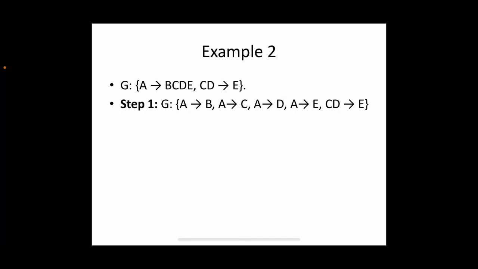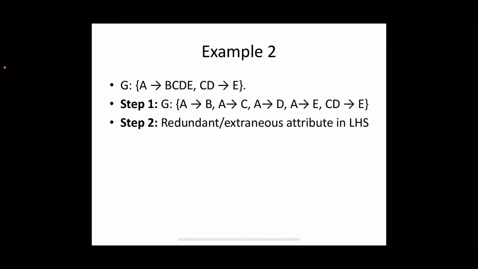So we can apply this decomposition rule, that is IR5, to decompose this dependency. A determines B, C, D, E into A determines B, A determines C, up to A determines E. Then we have the second dependency, that is C, D determines E. So the first step is over.